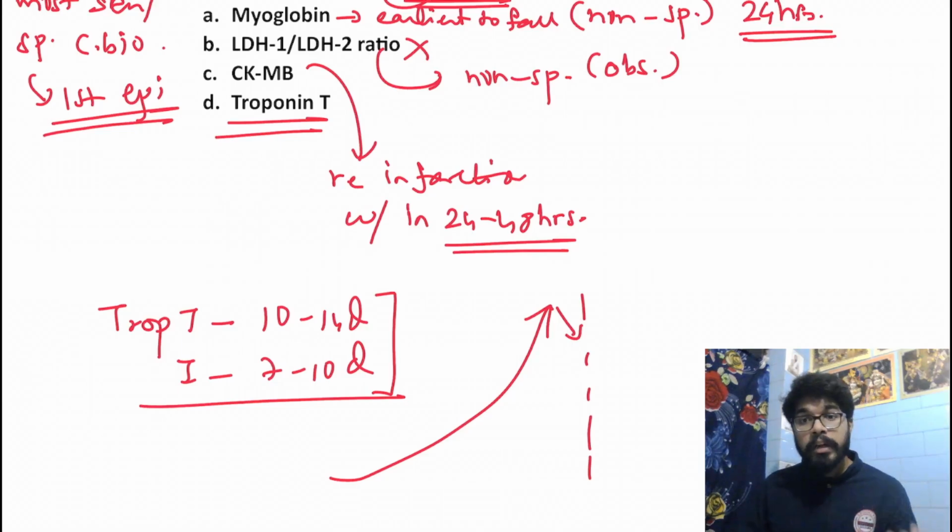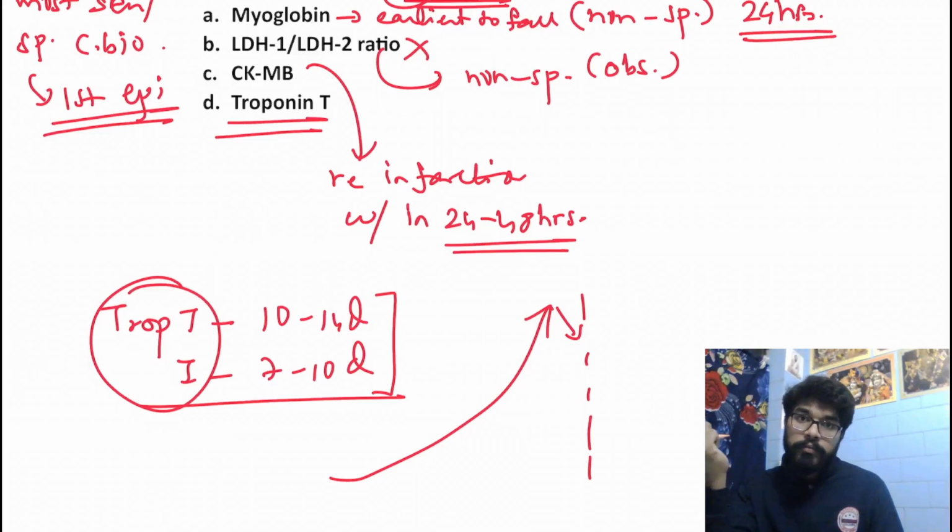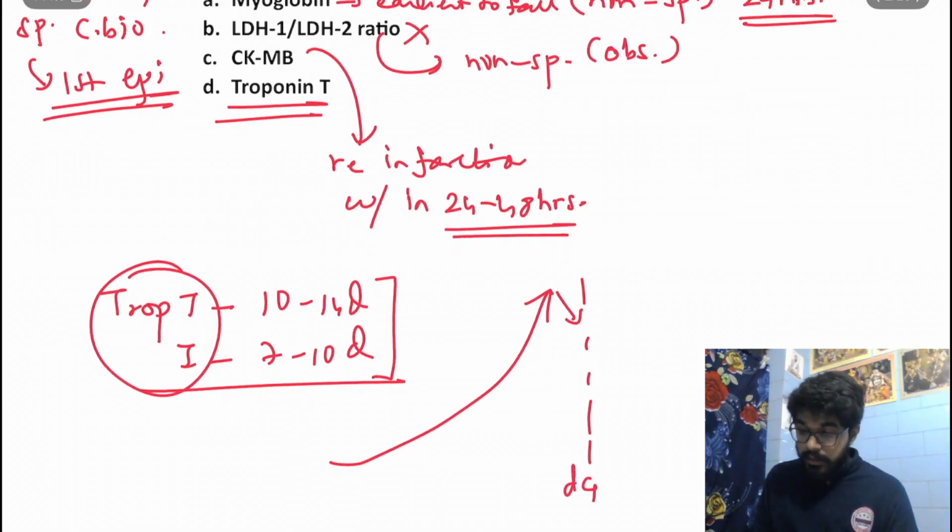So on day 4, you would get increased troponin I and troponin T values, but you cannot differentiate whether it was the first episode that is responsible for the rise or whether it is the reinfarction. That's why they are not very good markers of reinfarction.